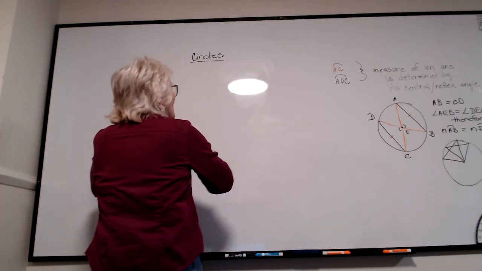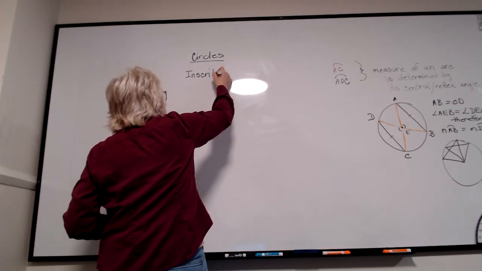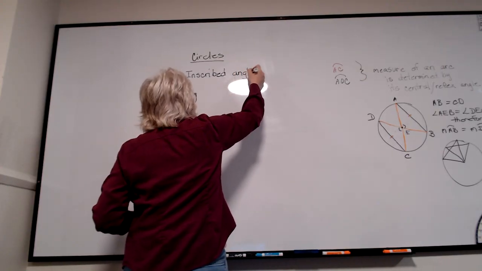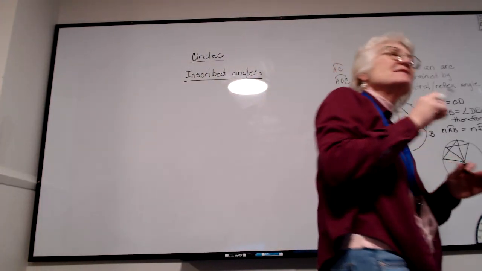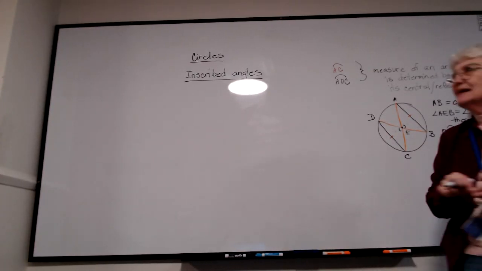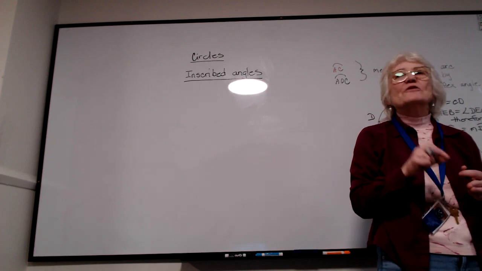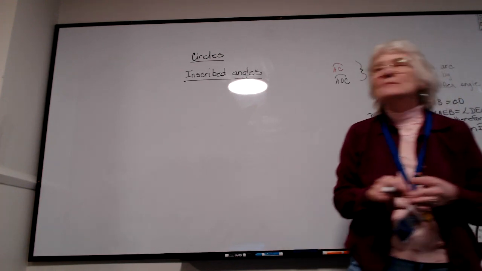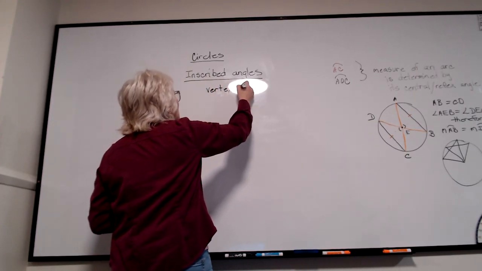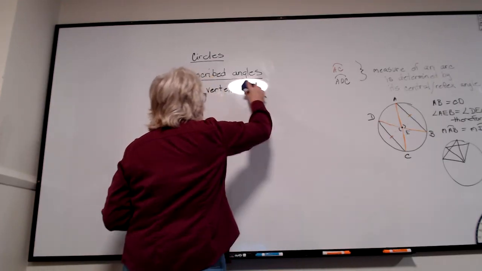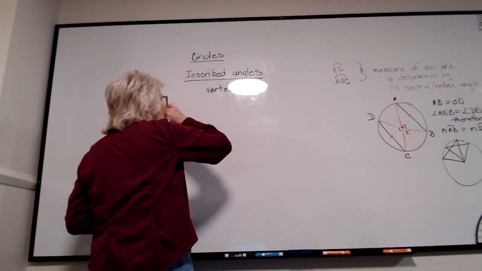We're going to talk now about inscribed angles. Okay. These are not central angles. They do not begin at the center of the circle. So an inscribed angle has its vertex on the outer edge of the circle. So an inscribed angle has its vertex inside or on the circle.